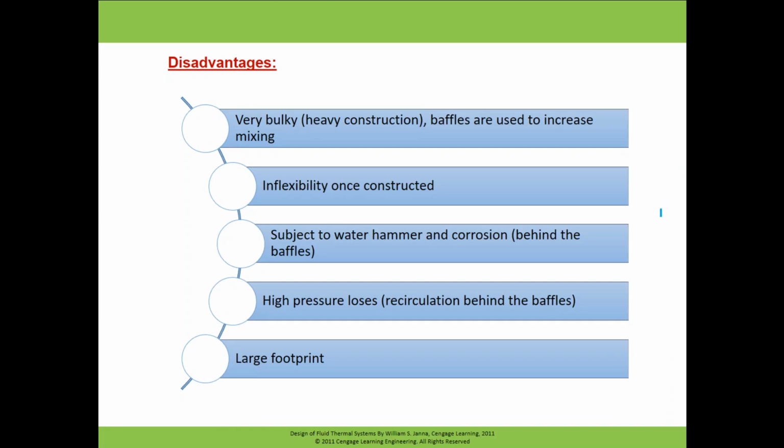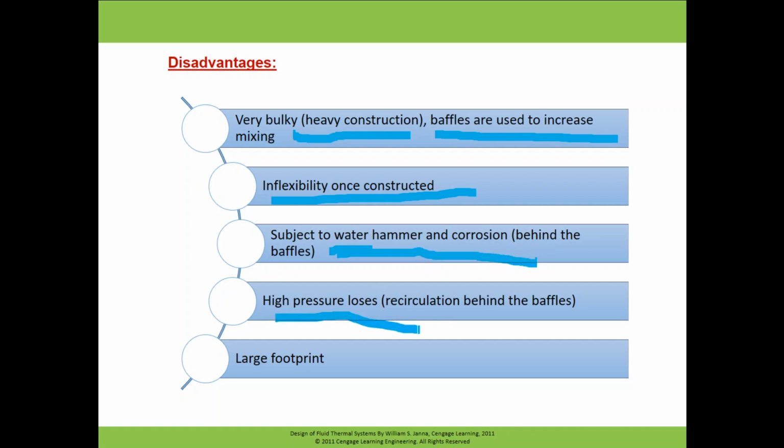But at the same time, there are some disadvantages. What are those? It is very heavy and bulky, and the baffles usually cause mixing in the fluid. Once the shell and tube heat exchanger is installed, you cannot customize it anymore, and it is inflexible. Sometimes due to the presence of baffles inside, it is subject to water hammer and corrosion. There are high pressure losses on the shell side because the shell side fluid flows in a spiral manner, and it occupies large space, so its footprint is very large.